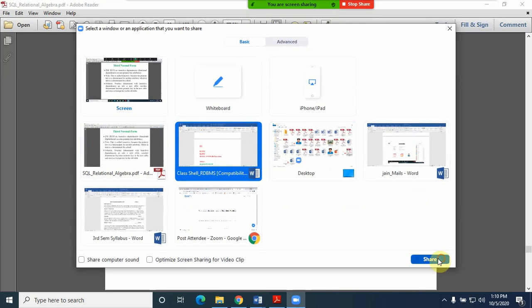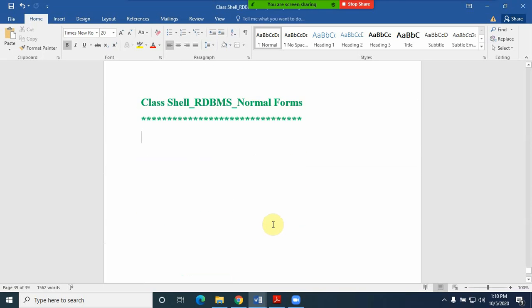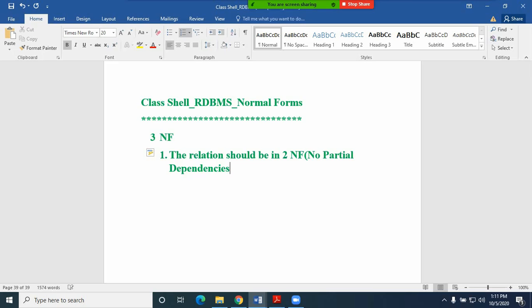Let me explain. Now we are discussing the third normal form, and the first point is that the relation should be in 2NF, so no partial dependencies, plus no multi-valued attributes. This is the clause.